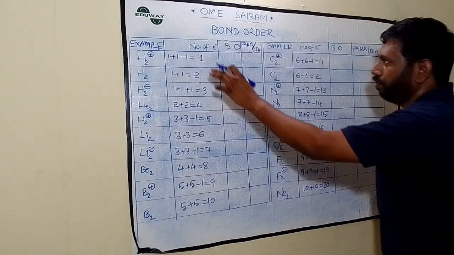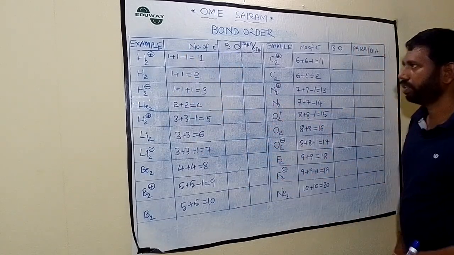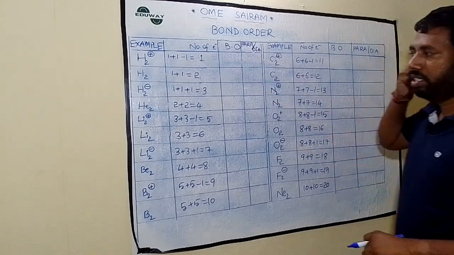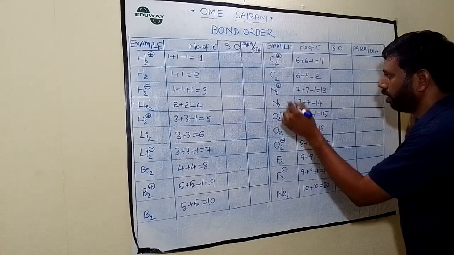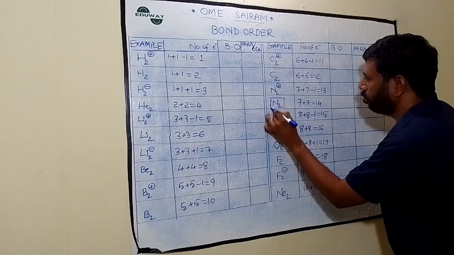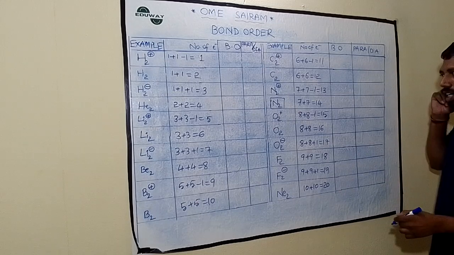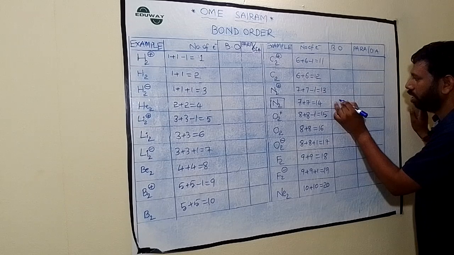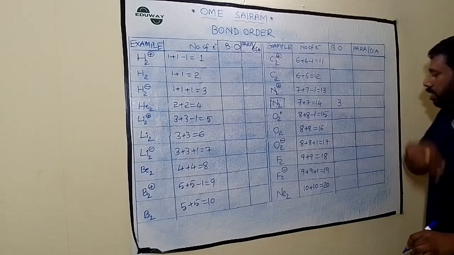Now we have written the number of electrons present in these species. Now we have to find out the bond order. In bond order, there is a trick to find it. Now take the nitrogen molecule. Already you know how many electrons are present in the nitrogen molecule? There are 14 electrons. So the nitrogen molecule always has bond order 3.